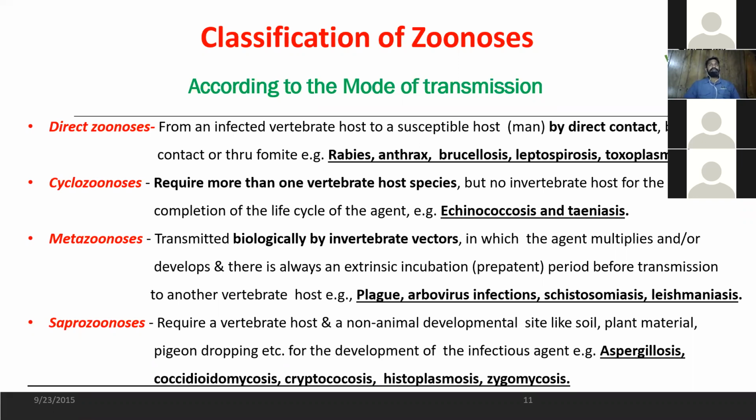The next classification based on mode of transmission is metazoonosis, transmitted biologically by an invertebrate vector, in which the agent multiplies and or develops, and there is always an extrinsic incubation or pre-patent period before transmission to another vertebrate host. Examples: plague, arbovirus, which involve mosquitoes, and even snails for schistosomiasis, and sandfly for leishmaniasis. Those are the invertebrate hosts. And saprozoonosis requires a vertebrate host and a non-animal developmental site like soil, plant material, pigeon droppings, etc. for the development of the infectious agent, for example aspergillosis, coccidioidomycosis, cryptococcosis, histoplasmosis, etc.